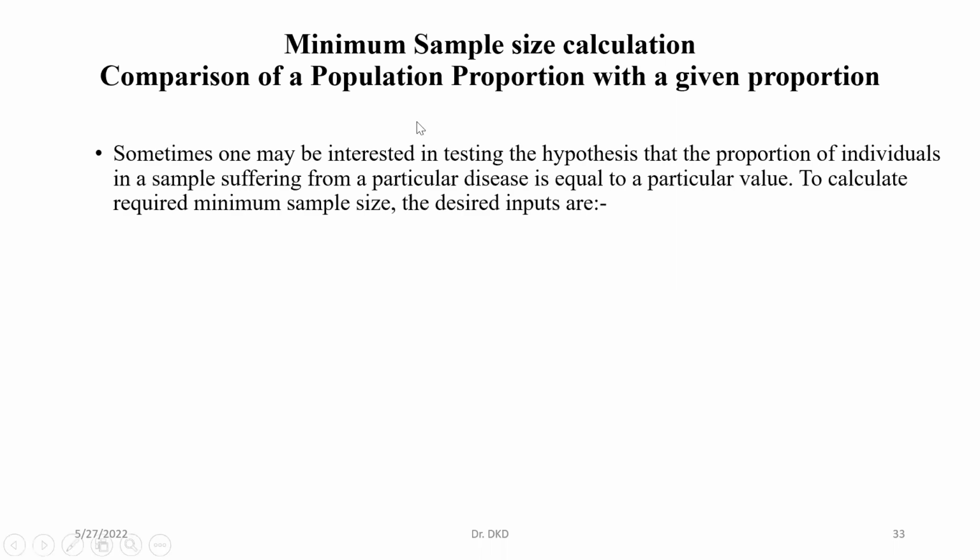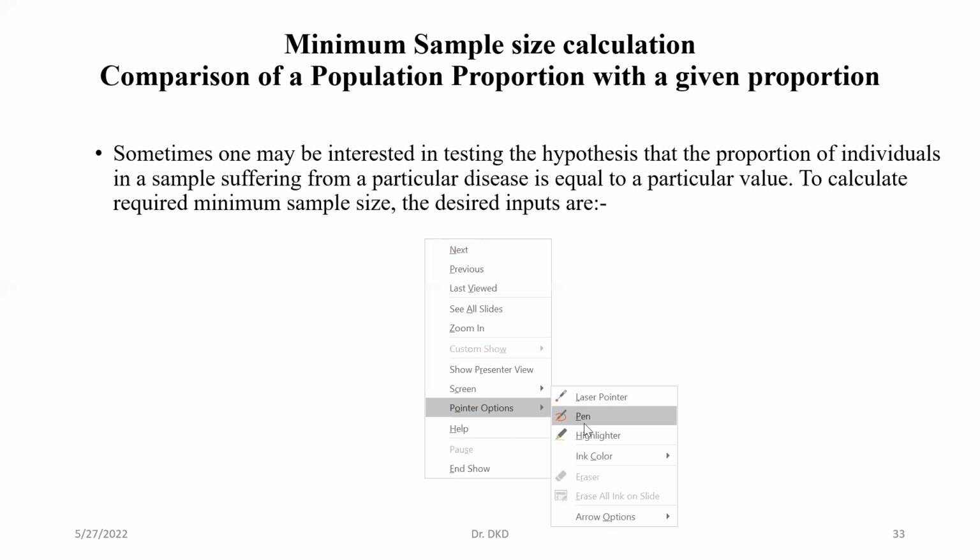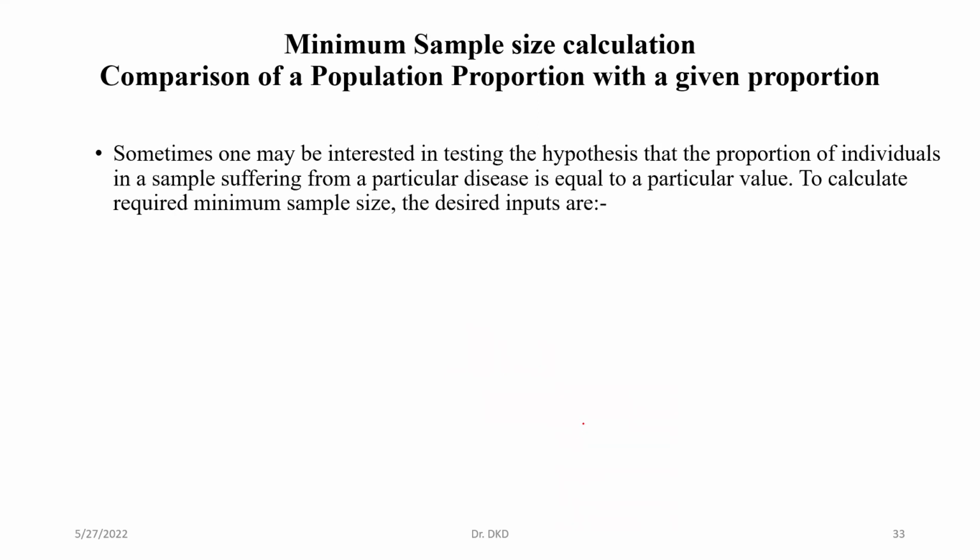Hello everyone. In this video, we will discuss minimum sample size calculation, comparison of a population proportion with a given proportion. Sometimes one may be interested in testing the hypothesis that the proportion of individuals in a sample suffering from a particular disease is equal to a particular value. Suppose such a condition is given.